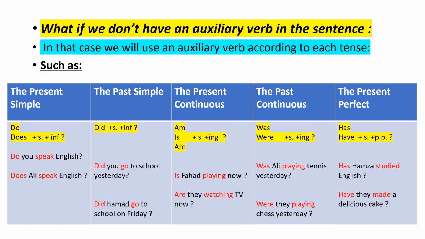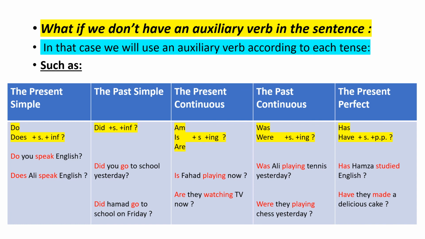What about the present perfect? Of course, you studied present perfect in Unit 2. So now just a small revision about it. The present perfect has, have, plus subject, plus past participle. The question will be like this. Has Hamza studied English? Has, have, plus subject, plus past participle. So the answer will be yes, he has, or no, he hasn't.